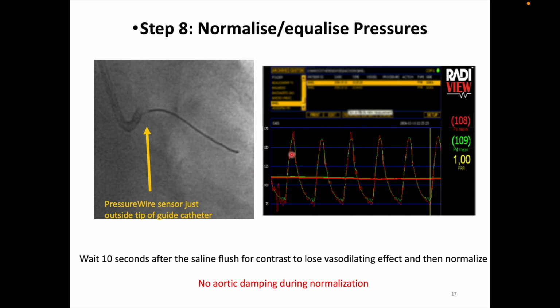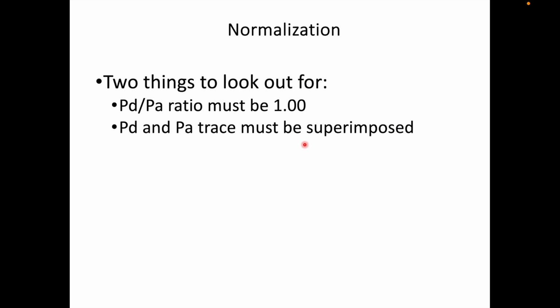Make sure that when you do the normalization, your PD/PA will come to 1, but at the same time there has to be complete alignment of PD and PA waveforms, and not only magnitude-wise, height-wise, but also the temporal alignment has to be perfect. The other thing is that the aortic waveform has to be a proper V-shape here with a dicrotic notch. This is very important. There should be no dampening of the pressure waveform.